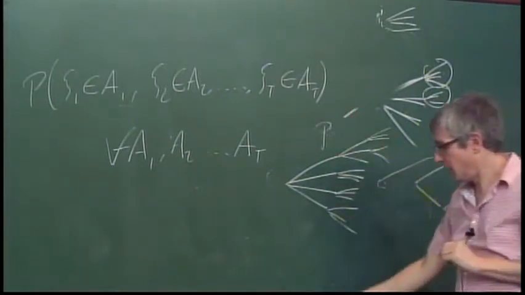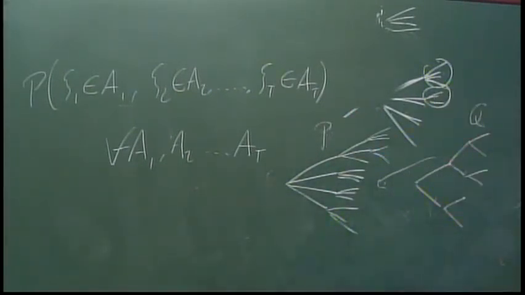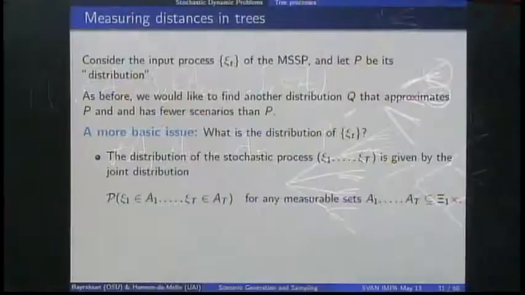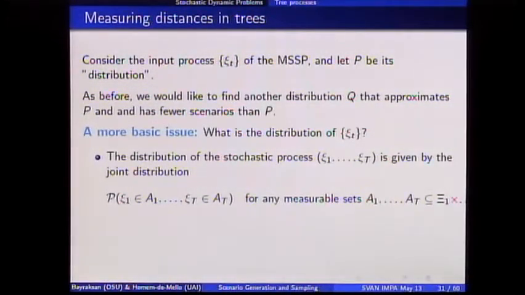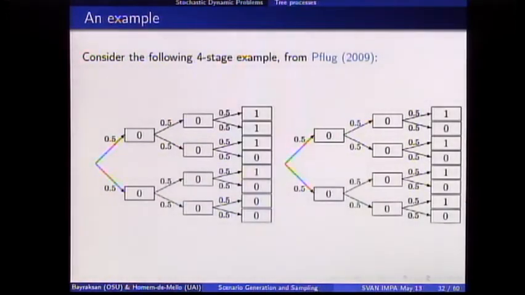Well, does that work here? So we just specify this, for any measurable sets. But is that good enough for us? Here's where getting to the multi-stage business starts bringing some surprises. This is an interesting example that comes from a paper by Georg Flug. I got the figure from that paper.